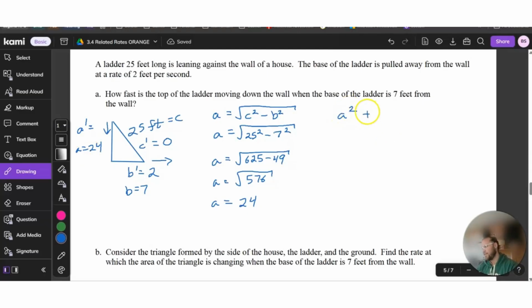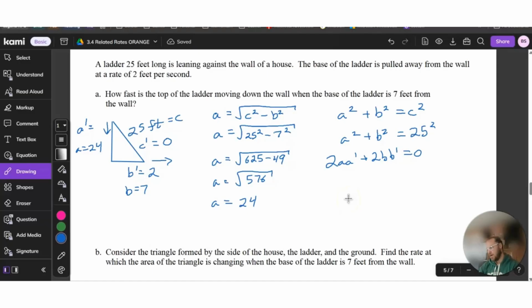Okay. Now, what relates all those things? As we already said, Pythagoras: A squared plus B squared equals C squared. Which one of those three is a constant, if any? Not B. B is where it's moving away from the wall. C, the ladder, right? So if I take the derivative of it, it's going to be 0 because C prime is 0. Take the derivative: 2A A prime plus 2B B prime equals 0.